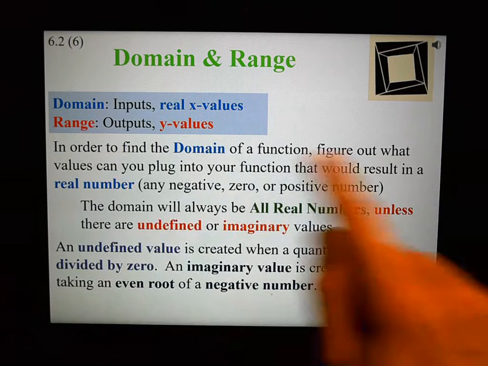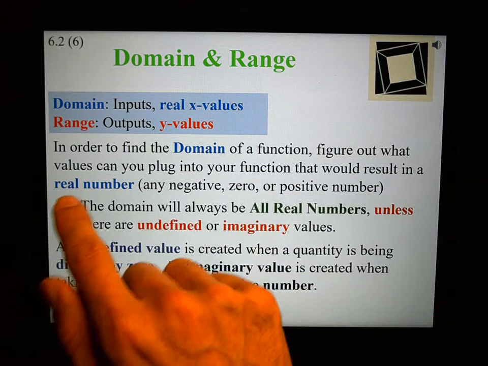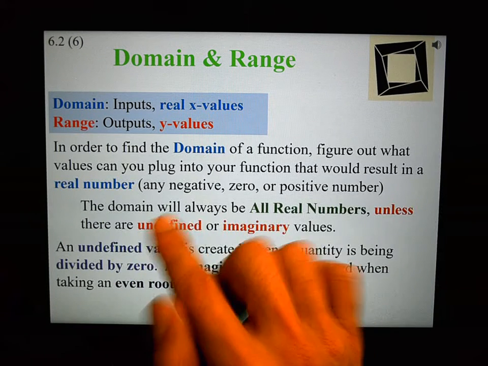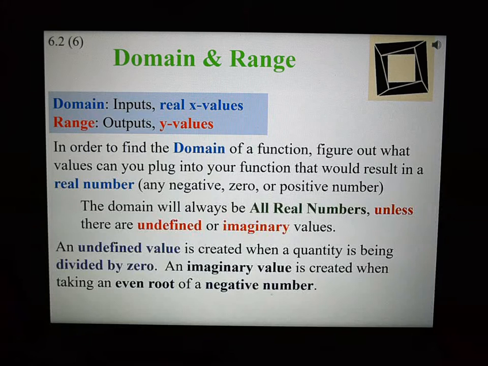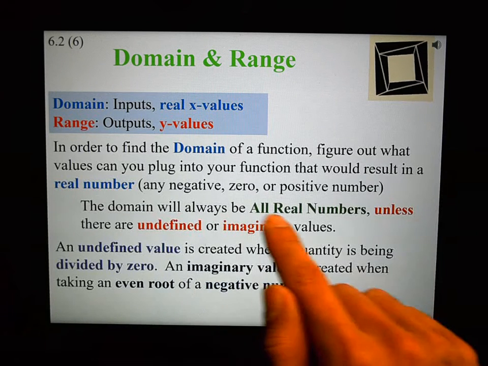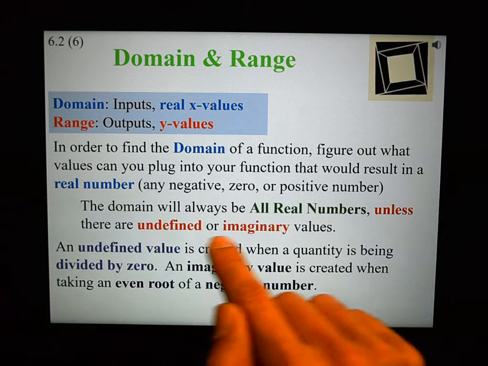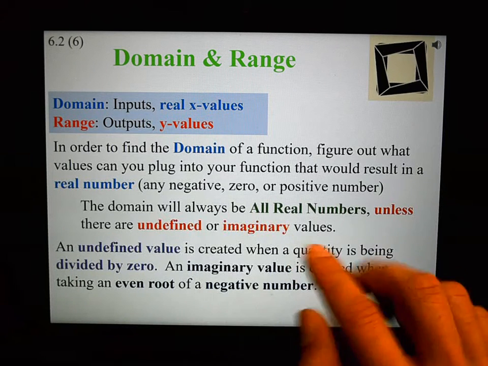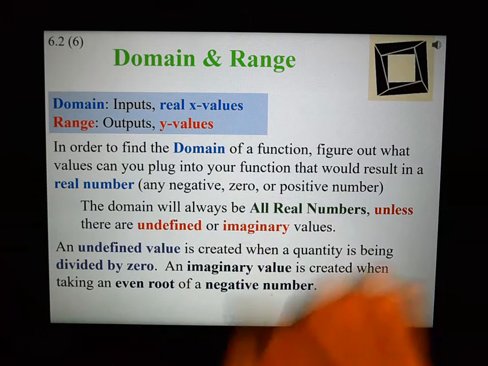In order to find the domain of a function, figure out what values you can plug into your function that would result in a real number, which is basically any negative, any positive, or a 0 as a number. Those are real numbers, anything in between. The domain will always be all real numbers unless there are undefined or imaginary values. These are the two exceptions.